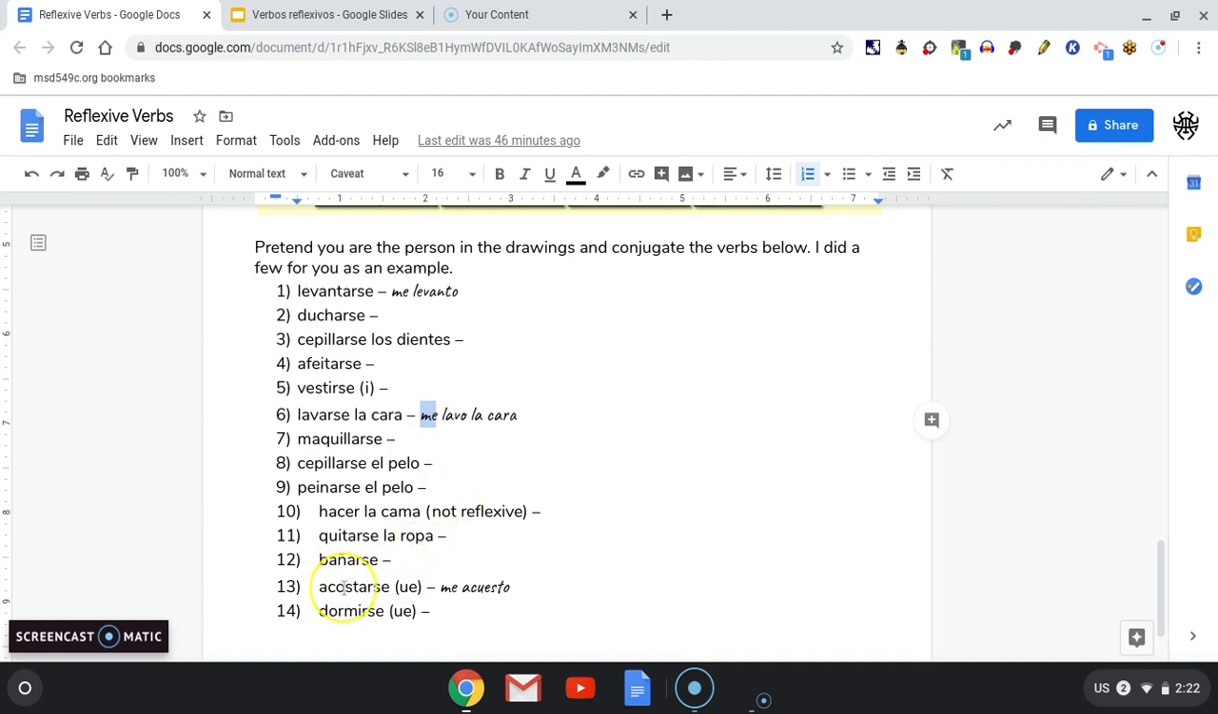And then acostarse, which means to lay down, is a stem changing verb, O to UE. And so first, you get rid of the se, so acostar, conjugate it in the yo form. Acuesto, again, the O changes to UE. And then you put me in front because it's in the yo form. Dormirse is also a stem changing verb, O to UE, and vestirse, to get dressed, is also a stem changing verb, E to I.